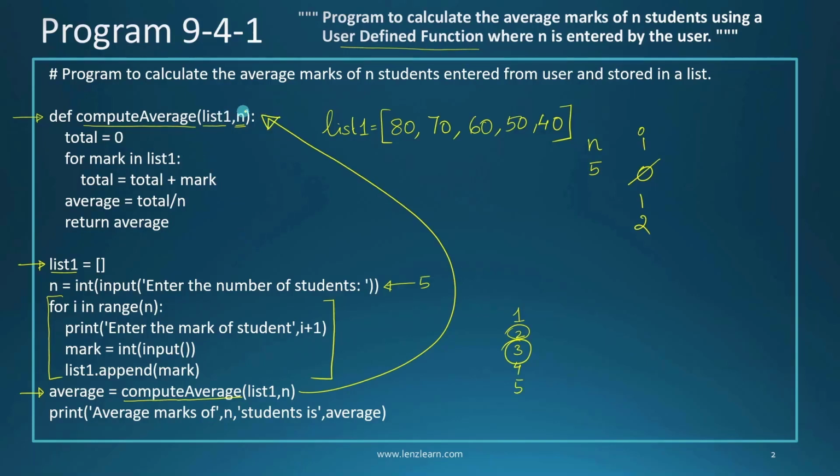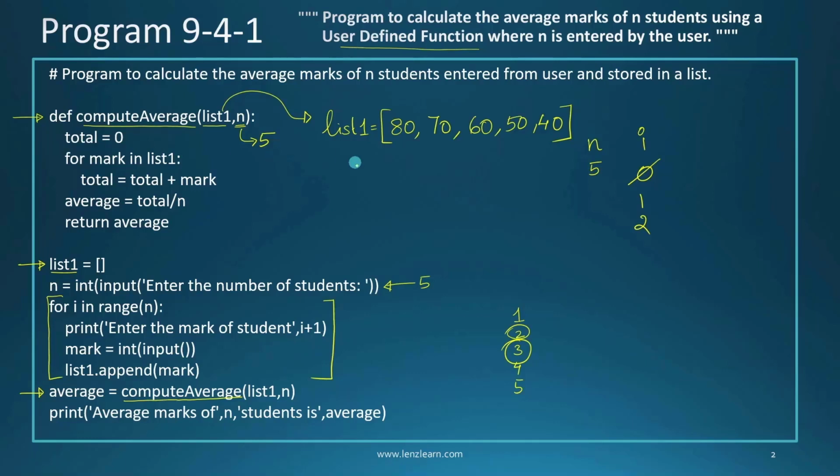So now the list 1 parameter will have this content 80, 70, 60, 50 and 40, and n has value 5. Now this function is trivial. It is just going to take one value from the list and add it to a total. Once the cumulative sum is available inside this variable total, we will just divide it by 5. So I will get the average. Okay, so let us see how that happens.